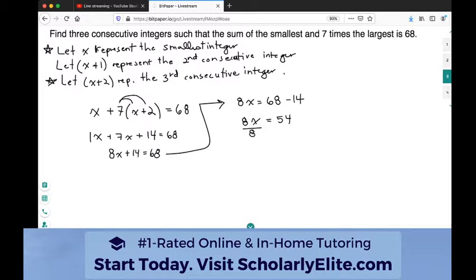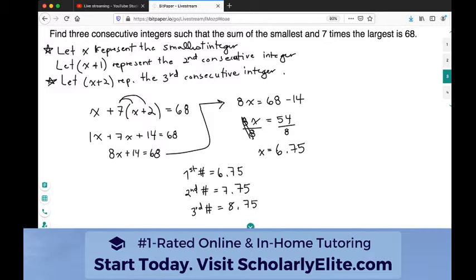Divide by 8 on both sides. And remember, when you're doing that, you have to make sure that you're showing that division on both sides. Then x equals 6.75. And that's fine because we can just get the other two. So the first number equals 6.75, the second number is 7.75, and the third number is 8.75. Okay, so that's our final answer.